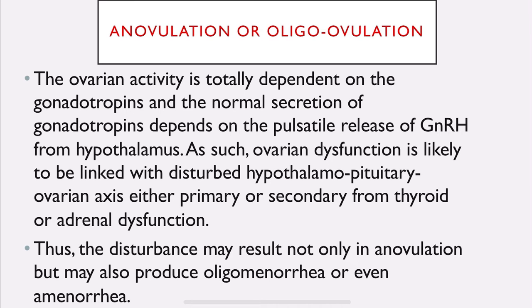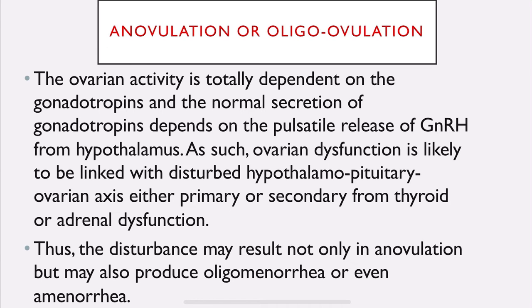The ovary is totally dependent upon the gonadotrophins. What are the gonadotrophins? Luteinizing hormone and follicle stimulating hormone. These hormones are released under the action of GnRH. So if there is an ovarian dysfunction, it is probably because of some disturbance in the GnRH, that is, the hypothalamo-pituitary ovarian axis, HPOA, is responsible for the ovarian dysfunction.